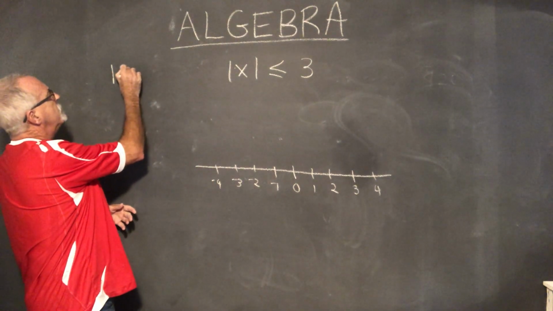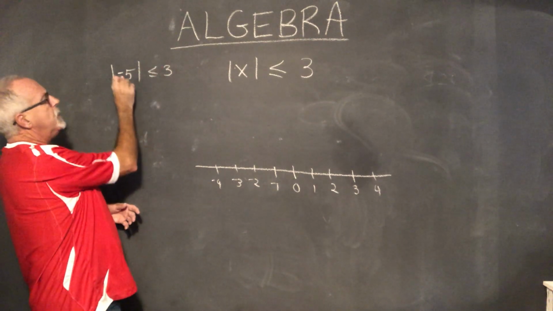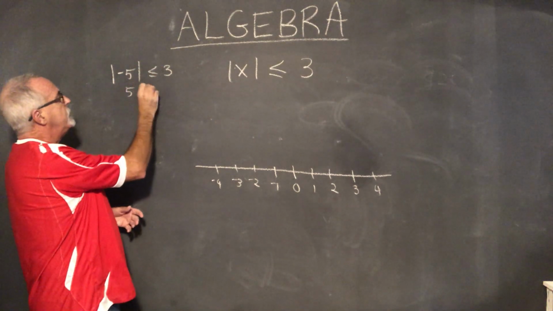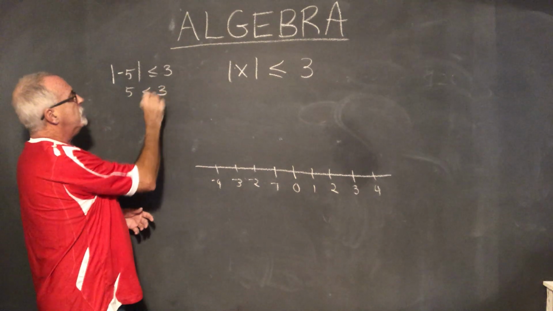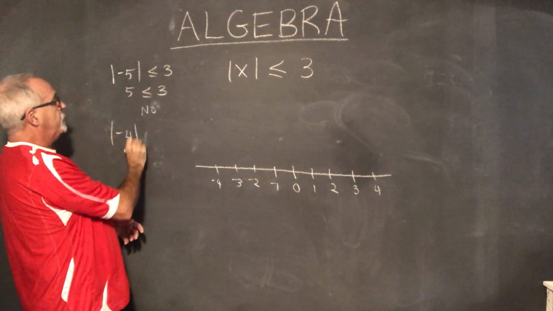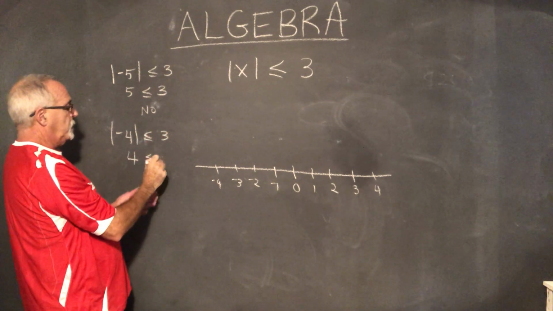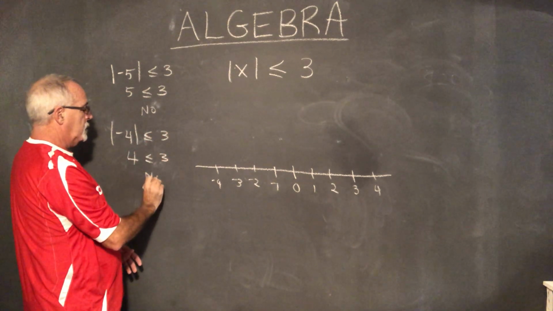The absolute value of -5, is that less than or equal to 3? Well, the absolute value of -5 is 5. Is 5 less than or equal to 3? No, didn't work. The absolute value of -4, that is equal to +4. Is 4 less than or equal to 3? No, that's not working either.